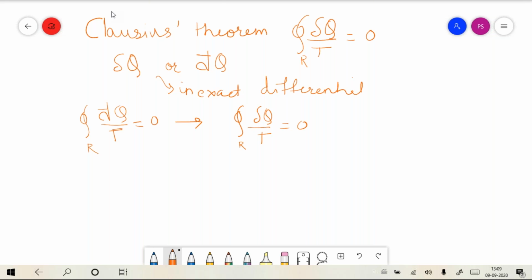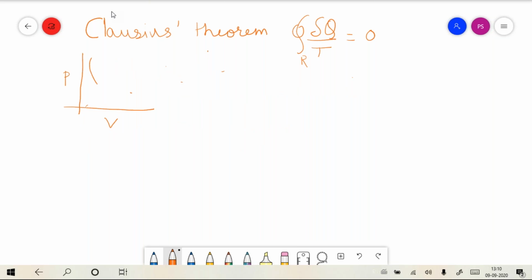Let me consider one reversible cycle on a pressure volume diagram. I'm plotting it. Let us say that in this reversible cycle we start from some state A, and via a reversible path R1 we reach a new state, the state B. This is one process in the cycle. I am assuming a cycle comprising two processes.